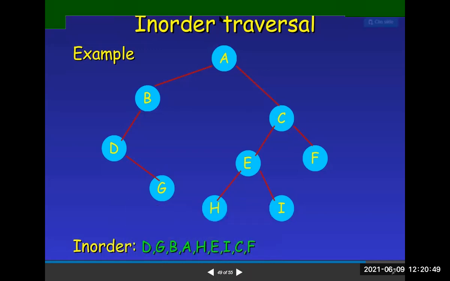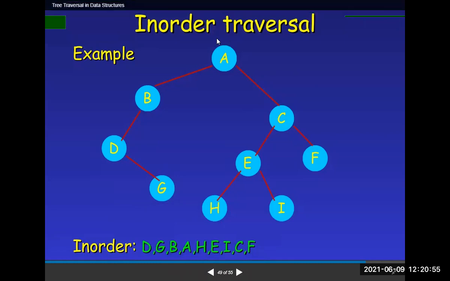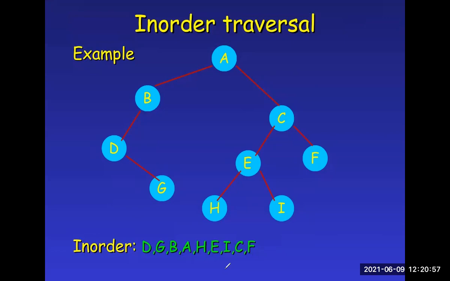So in in-order traversal, the root node comes in the middle. The parent node, the root node, we see in the middle. In pre-order first, in post-order last, in in-order center. Okay, clear students?